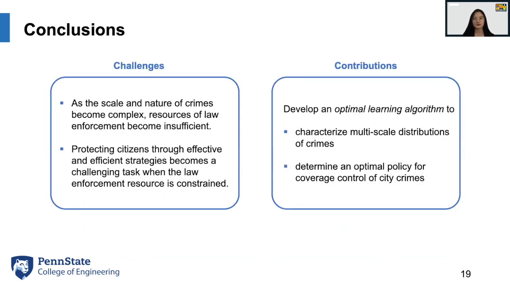In conclusion, as the scale and the nature of crimes become more and more complex, resources of law enforcement become insufficient. Protecting citizens through effective and efficient strategies therefore becomes a challenging task, especially when the law enforcement resource is constrained. Based on all these challenges we are facing, we developed a new optimal learning algorithm to characterize multi-scale distributions of crimes, and then determine an optimal policy for coverage control of city crimes with constrained resources.